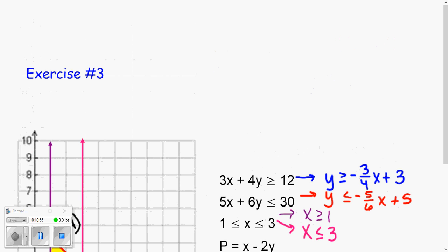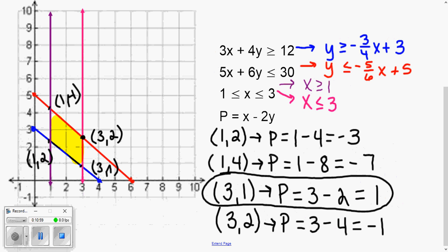Pause the video to do the U-try. You'll notice this feasible region had several constraints that went up and down. I do want to point out the compound constraint that was there: 1 is less than or equal to x is less than or equal to 3. Remember, that was a sandwich, both vertical lines, and you shade in between.